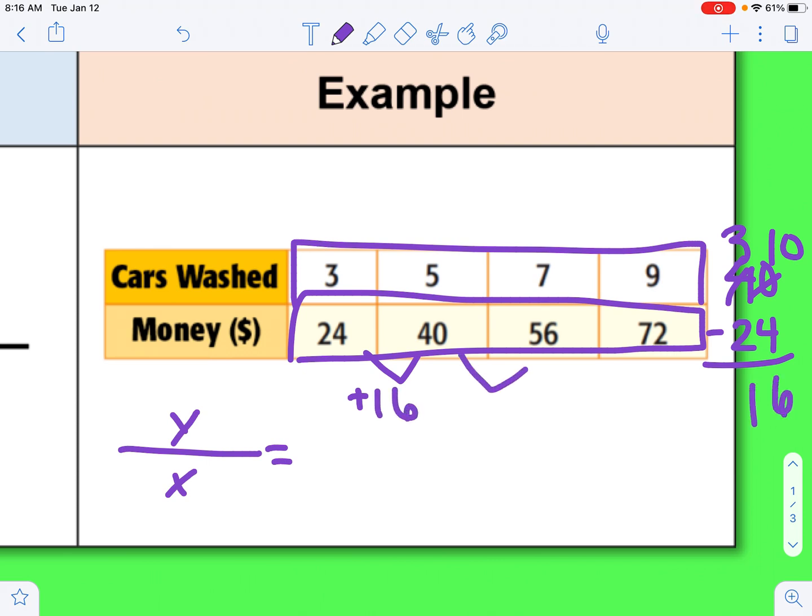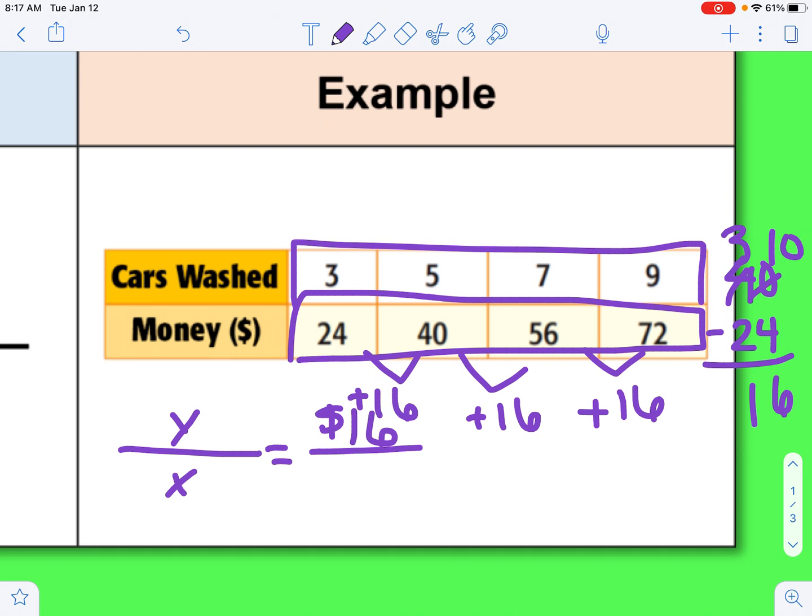And then to get from 40 to 56, we're also adding 16. And same thing from 56 to 72, we're adding 16. So our change in y value is going up $16. It's positive because we're adding.